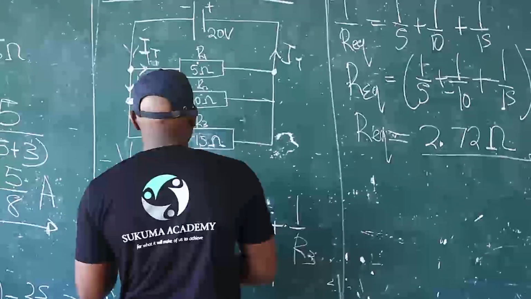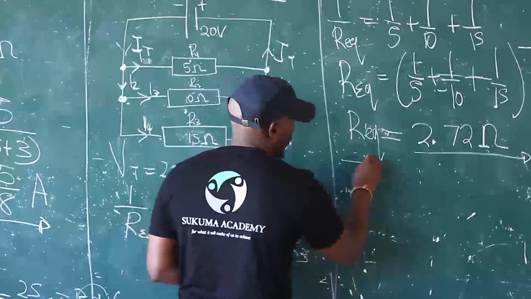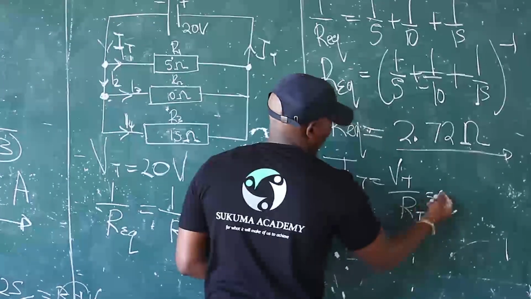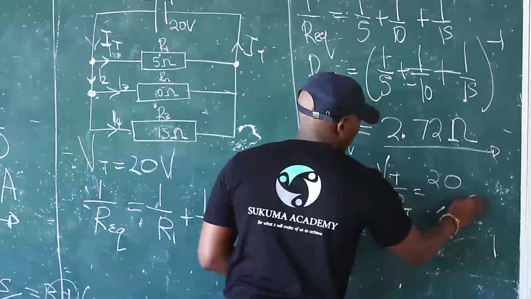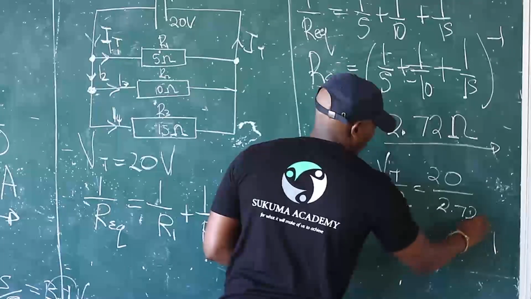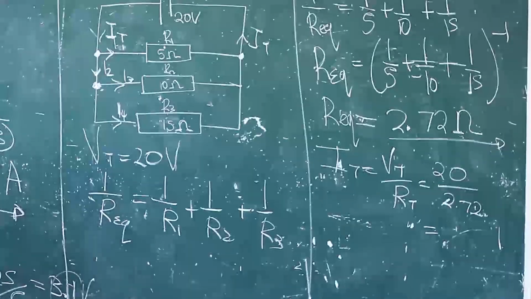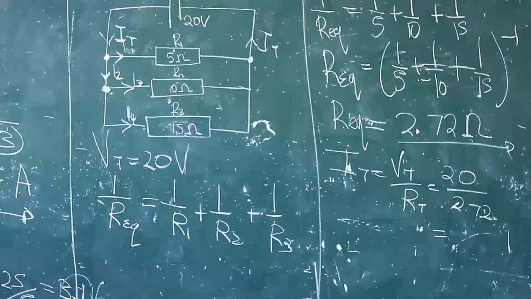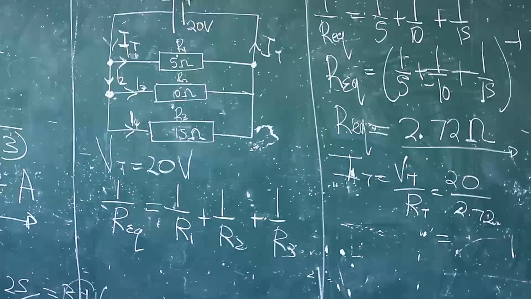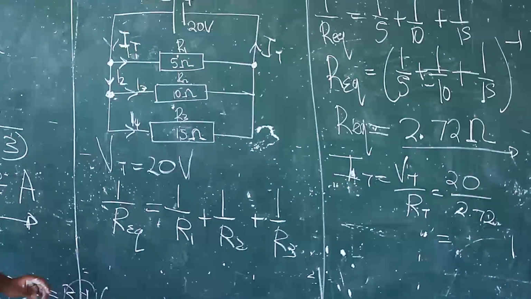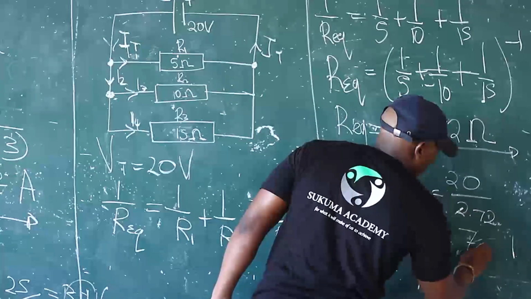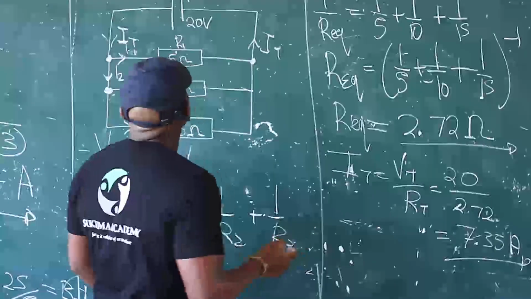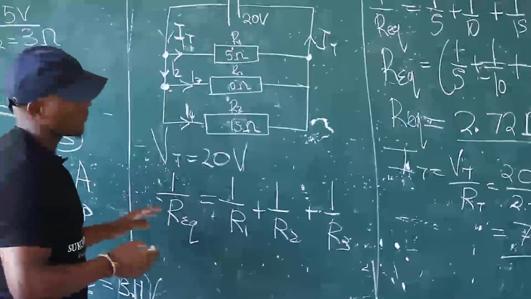What we want to find is the total current. So we go back to Ohm's law, which is IT is equal to V total over R total. We know that VT is 20 divided by 2.72, which is going to give us 7.35 amps. And that's how you find the current in a circuit that is connected in parallel.